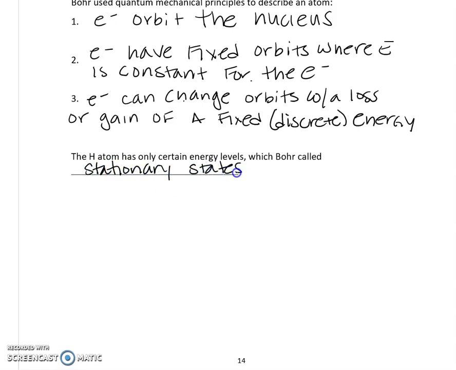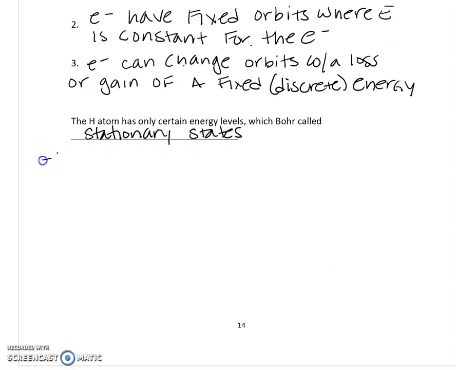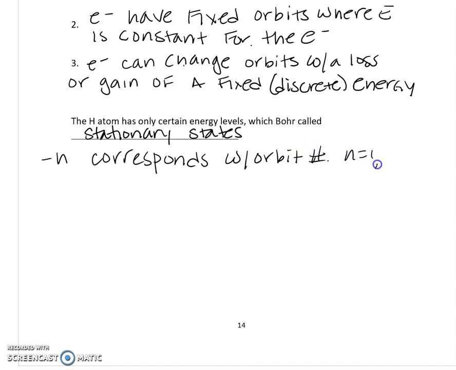Now these energy levels, or the orbits, we denote with an N. Okay, so N corresponds with our orbit number. And so we can have n equals 1, n equals 2, etc. And I'll show you a picture on the next page. Okay, so that's not an H, that's an N. Here, I'm just going to write the N.